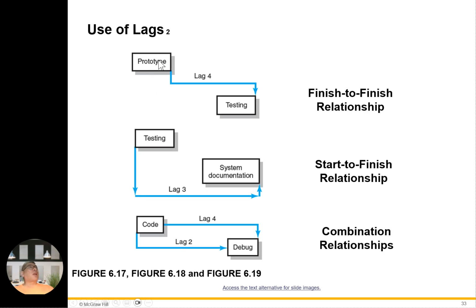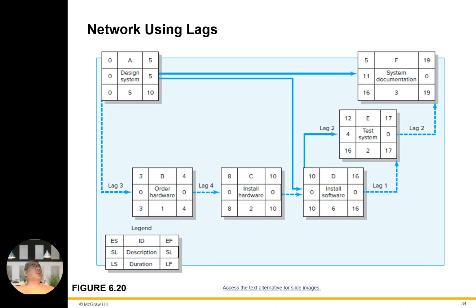For use of lag, from prototype with lag 1-4 to testing, finish to finish relationship. This is a start to finish relationship, testing to system documentation. Okay, for the combination relationship, I am using a network using lag. This is a typical flowchart. The charts for the network lagging system. Okay, from here design all the way to system documentation. From here design system, install software to software. Okay.